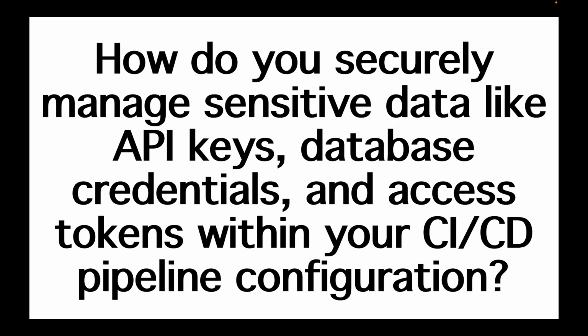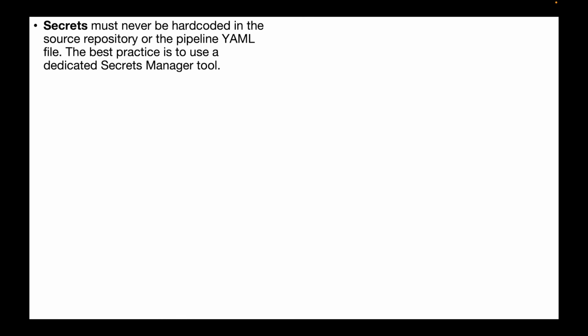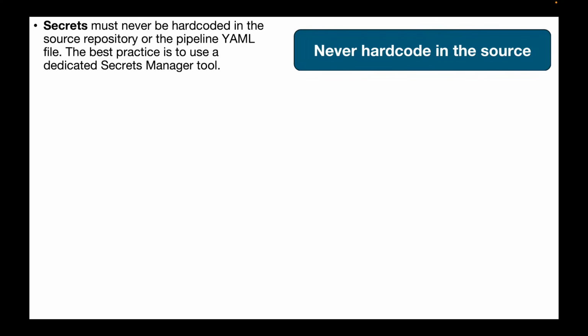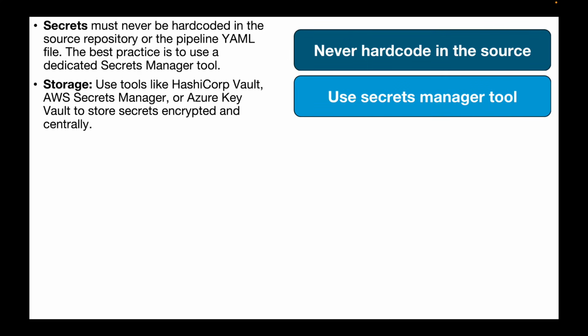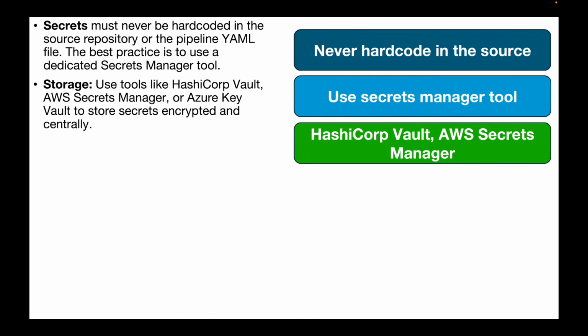The next question we have is how do you securely manage sensitive data like API keys, database credentials, and access tokens within your CI/CD pipeline configuration? So the thumb rule is that we should never hard code our secrets within the source repository or within the pipeline. The best practice is to use a dedicated secrets manager. So we have lots of options. We can use tools like HashiCorp Vault, AWS Secrets Manager, or Azure Key Vault to store the secrets encrypted and centrally.